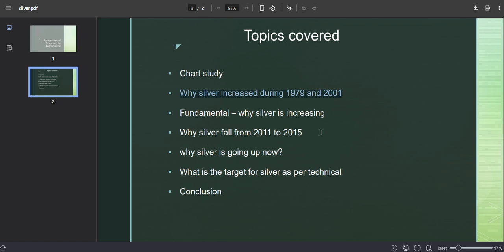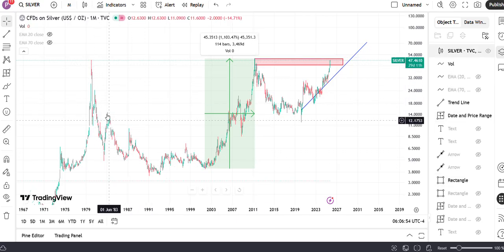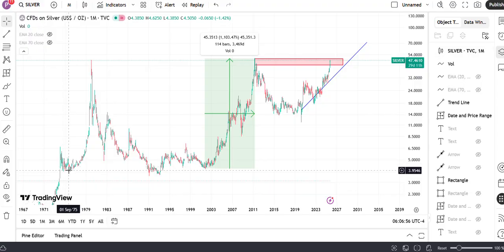Now, if you look at the chart, we will see this fall, because it is a manipulated fall. So it has fallen, and if you see, it has come back to the same level.